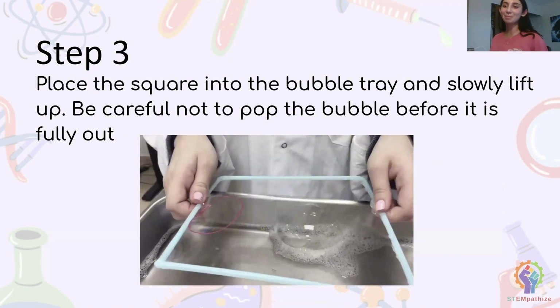So our 3rd step is when we get to the fun stuff. I'll be positioning my camera downwards now. We're going to be placing our square into the bubble tray and slowly lift up. So let's be careful. We're not going to pop the bubble before it's fully out. And you're like, what's the bubble? Oh, you'll see the bubble. It's pretty cool. So let's get everything fully submerged and let's slowly lift up. Oh, wait, I did not lift that up slowly. I'll slowly lift it up.